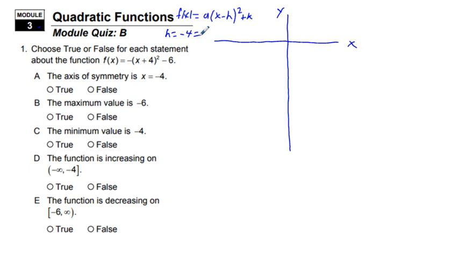And so this is going to be our axis of symmetry: x is equal to negative 4. And in this problem, the axis of symmetry is x equals negative 4. Yes, that is true. The maximum value is negative 6. Well, let's check that out. We have our vertex for this quadratic function is the point h comma k, and h is negative 4, and k is going to be negative 6.